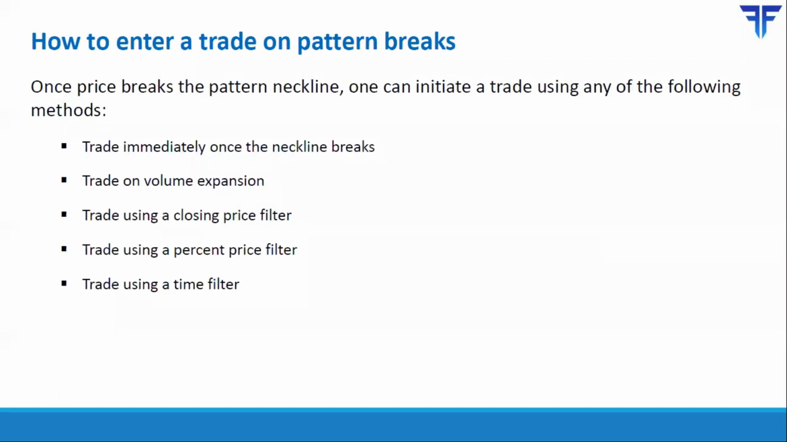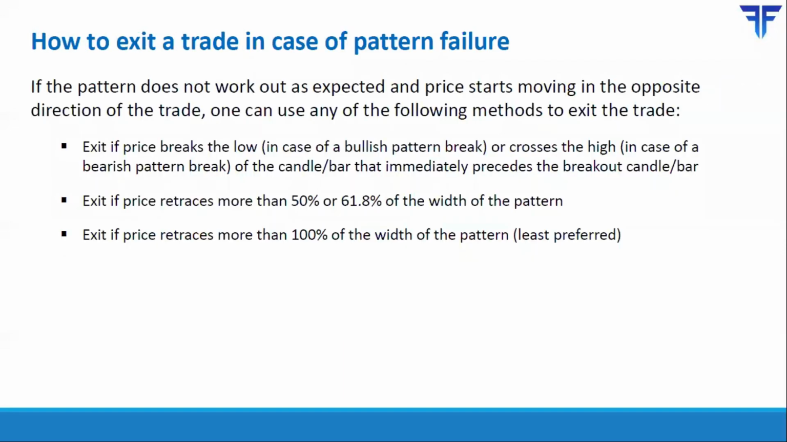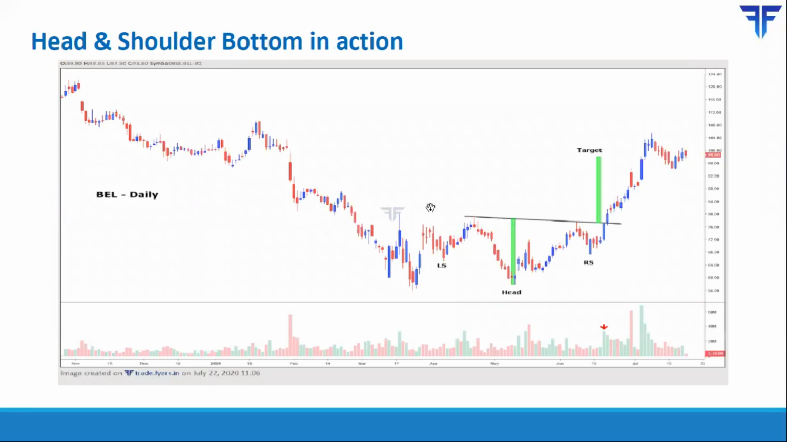The second way of placing a stop loss is to use a Fibonacci retracement ratio. So something like 50% or 61.8% you could select. So again, going back to this pattern, as you can see, the width of this pattern, that is the distance between the neckline and the low of the head, is this much. I could calculate what is the 50% retracement of this entire vertical move. So the 50% retracement comes somewhere over here.